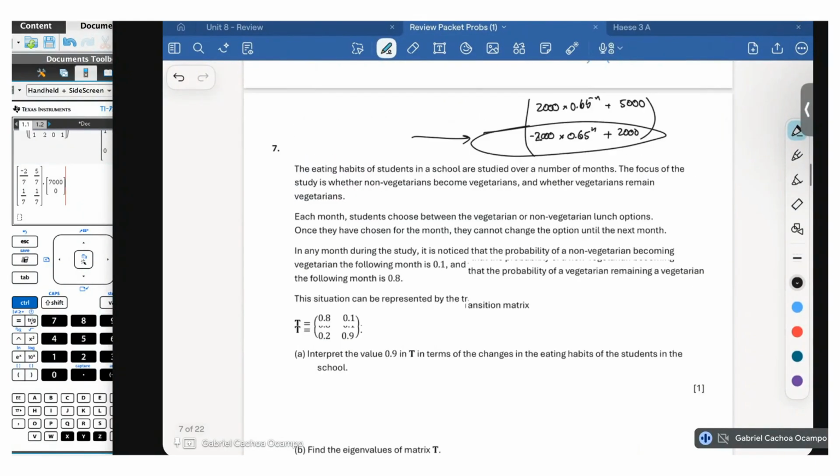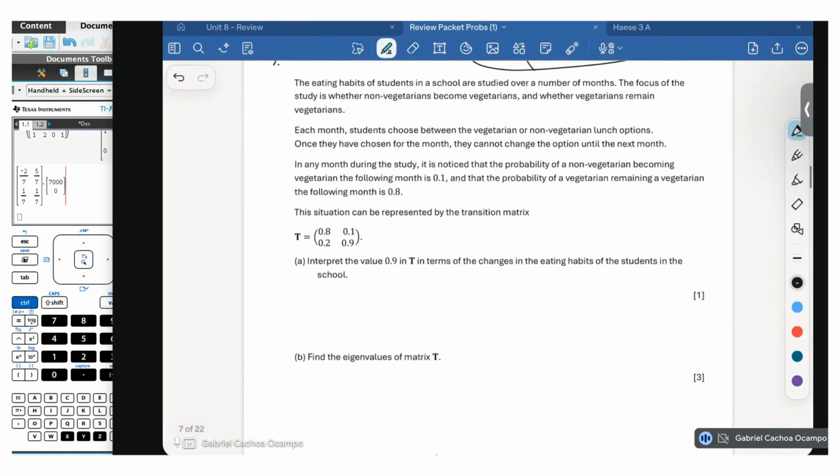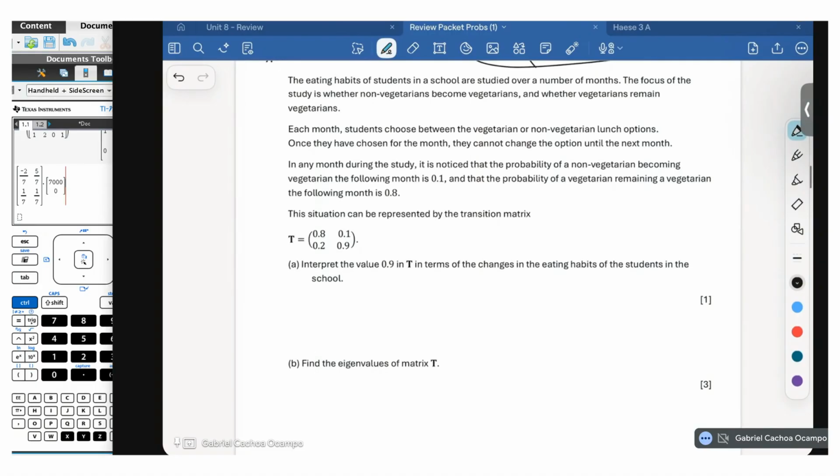Okay, so now we are here in problem 767. So we are already given a Markov chain, the transition matrix. The first question is very easy. What is the meaning of 0.9? So read the problem. What does the problem mean? What is the meaning of each of the transitions?